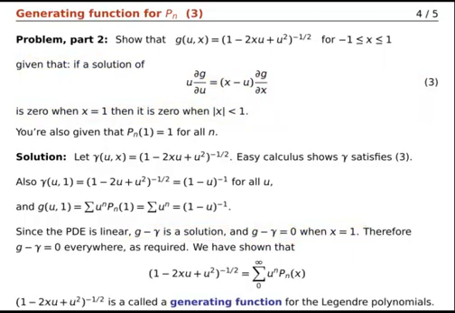everywhere, and therefore g equals gamma, and that shows that this combination of u to the n's and Pn's, this power series, equals this straightforward elementary function, and that function is called a generating function for the Legendre polynomials.